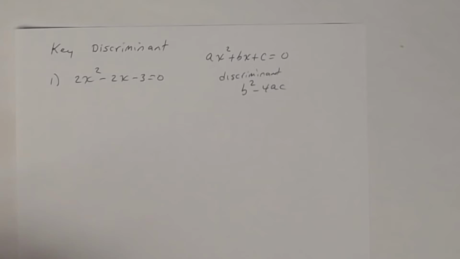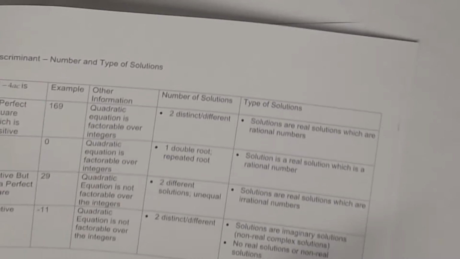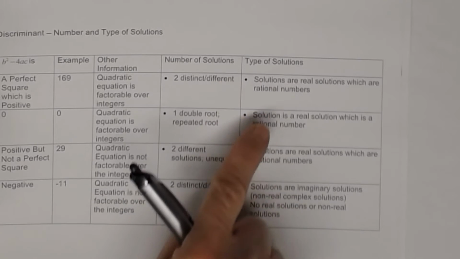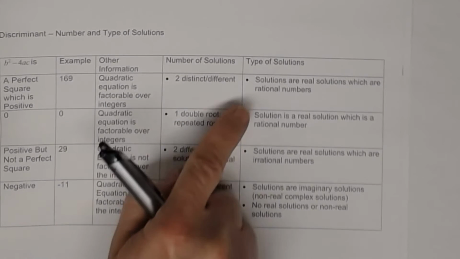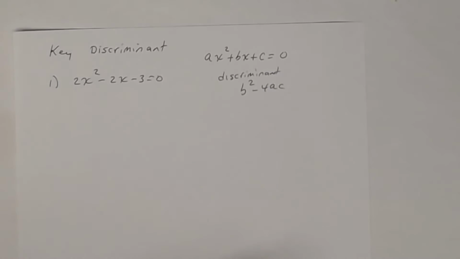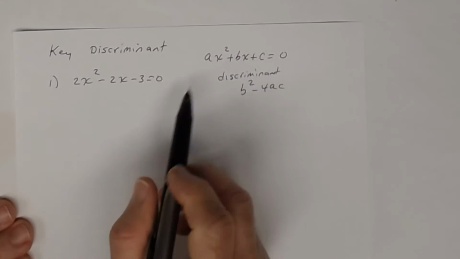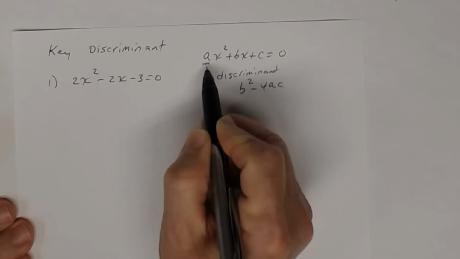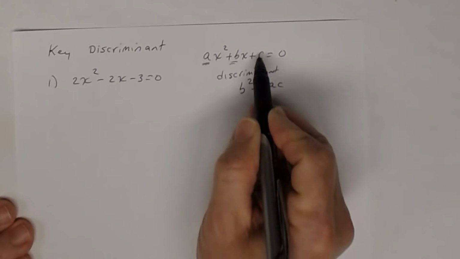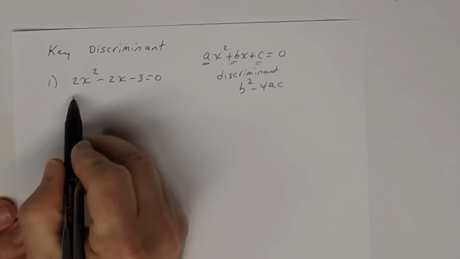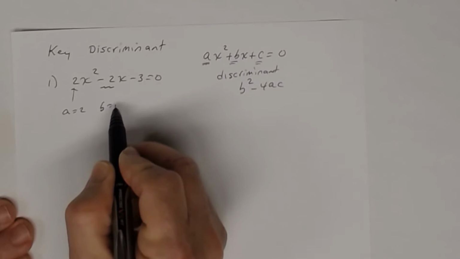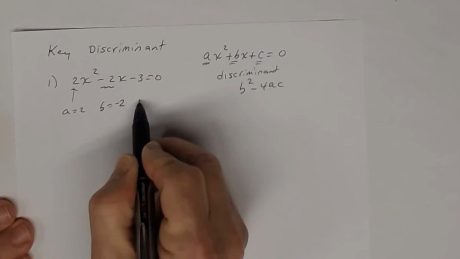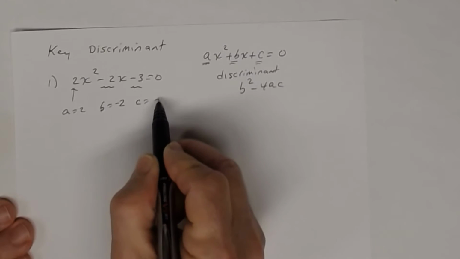And that value will determine the number of solutions and the type of solutions. It won't tell you what the solutions are. Remember, that was discussed in the lessons. It will just tell you the number and type. Okay? All right, so when using the discriminant, remember you have to know what the coefficient of x squared is. So that's a, the coefficient of x, that's b, and the constant, that's c. So in this case, a is 2, b is negative 2, and c is negative 3.